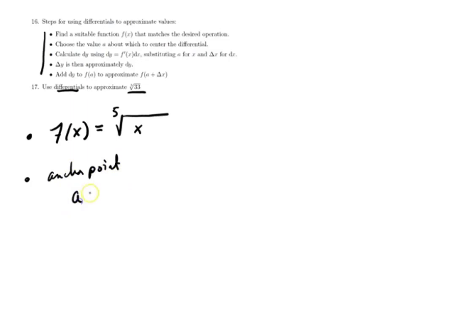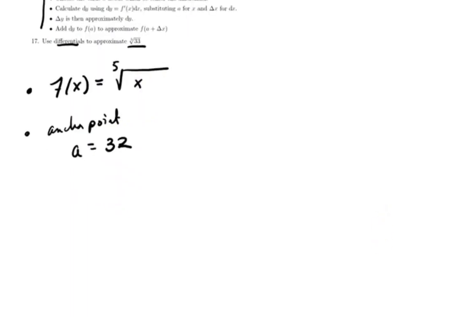Okay, so we want to use differentials now to approximate the fifth root of 33. So just like when we were doing linear approximation, we need to come up with a function that approximates the operation that we're trying to do. So our function will be the fifth root of x. We again need to choose an anchor point, just as before. Let's again, like we did in the last problem, pick a equals 32. Why? Because 32 is close to 33, and 32 is easy to evaluate in this function.